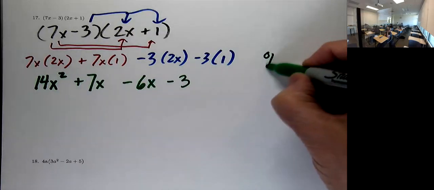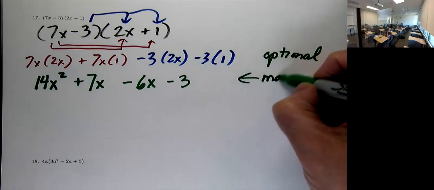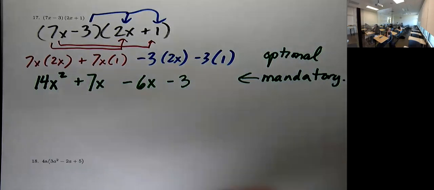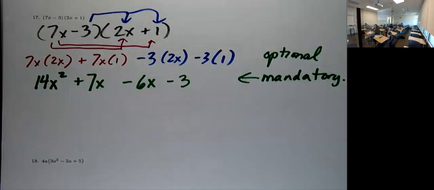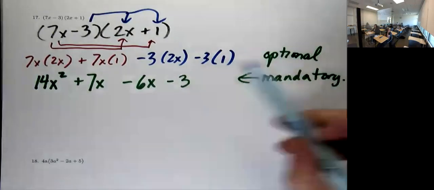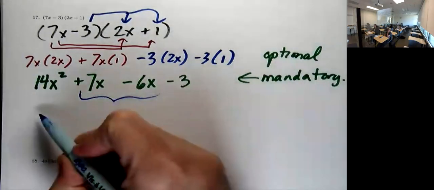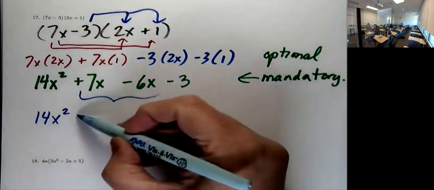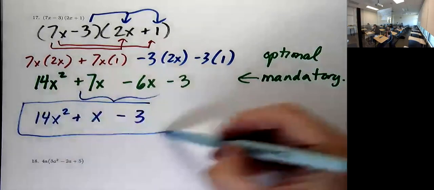So this is an optional step. I am okay if you bypass that step and go straight to the next step. This one is like a mandatory step. You kind of need to do this. I know calculators will do this, but it probably doesn't show this step. Now we can combine like terms. The x's are the only thing that are alike. 7x minus 6x is just x. And that simplifies down to that.